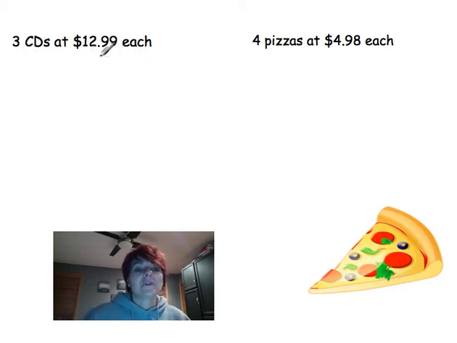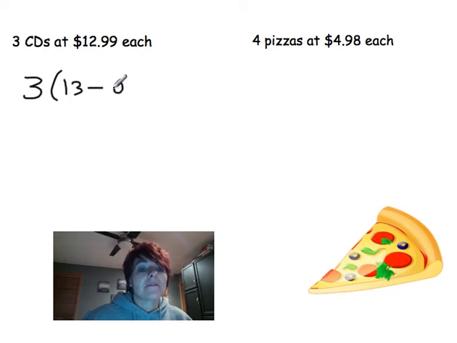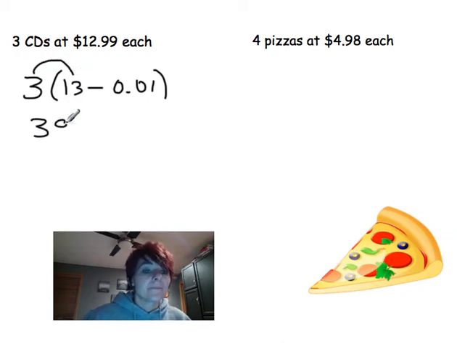I've got 3 CDs at $12.99 each. Okay, so I'd have to take 3 times $12.99. But instead of $12.99, what if I change this to $13? And then how would I get back to $12.99? I'd have to subtract a penny. Okay, make sure you write this in terms of dollars and cents. Now, what is 3 times 13? Well, that's 39.